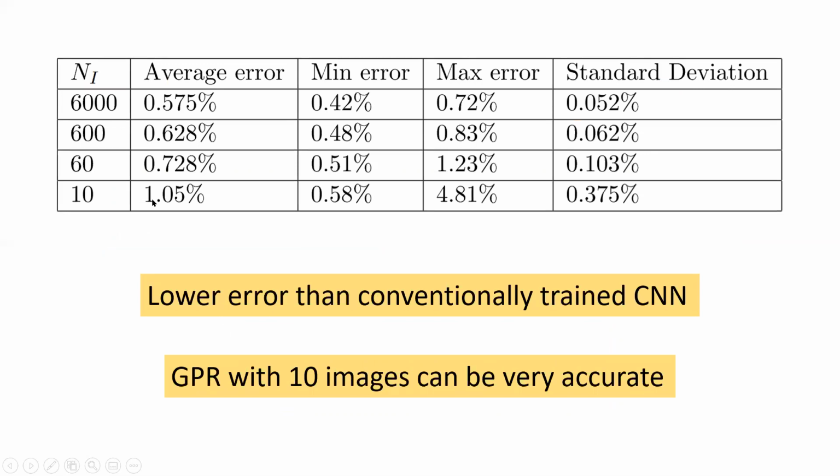We find lower error rates than conventionally trained CNNs. So in this example, a conventionally trained CNN would have an average error rate of approximately 0.7 to 0.8%. So it looks like we're doing about 0.1 or 0.2% better than a conventionally trained CNN. Also, GPR with only 10 images is quite accurate. GPR with 10 images can also be very accurate compared to when using 6,000 images, especially with good selections of the 10 images.